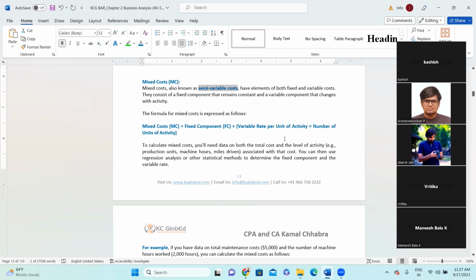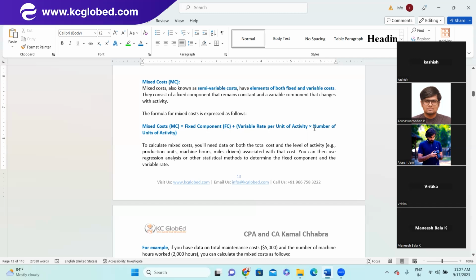Absolutely clear. So mixed cost is also known as semi-variable cost, and has elements of both fixed and variable cost. They consist of a fixed component that remains constant and a variable component that changes with the activity. The formula is fixed cost plus variable rate per unit of activity multiplied by number of units or activity, right?